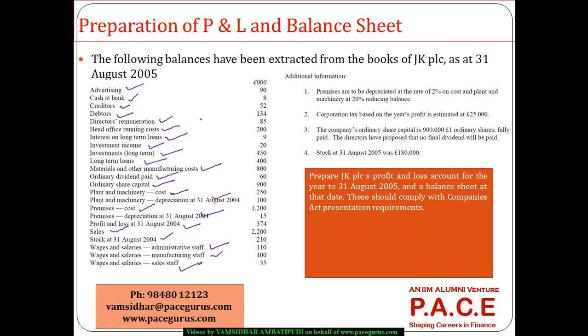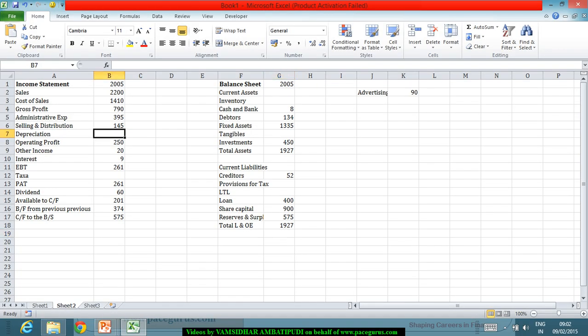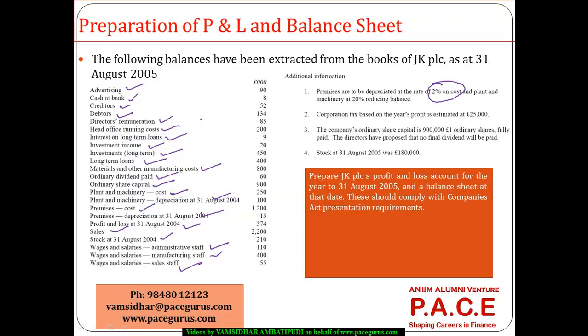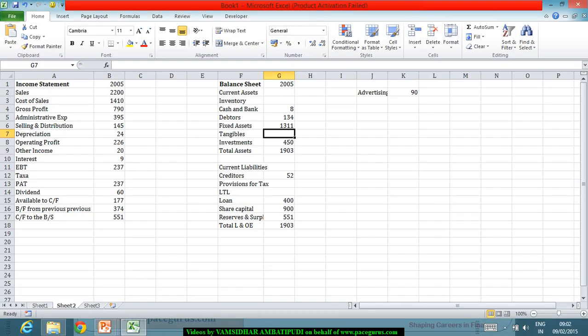Premises are to be depreciated at 2% on cost. So for the premises, I'm going to take 2% on cost. The cost is 1200. So from the depreciation standpoint, I'll take 2% of 1200, which is 24, coming out to be the depreciation here. Now that I am putting a depreciation of 24, in my fixed assets I am going to reduce by 24, right? So still things are fine.